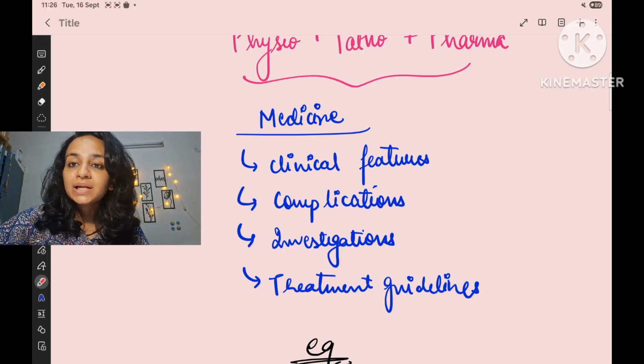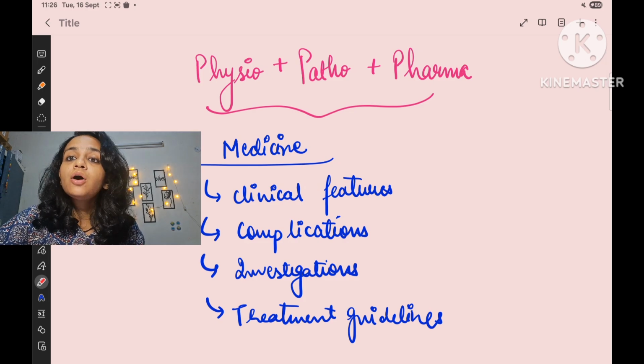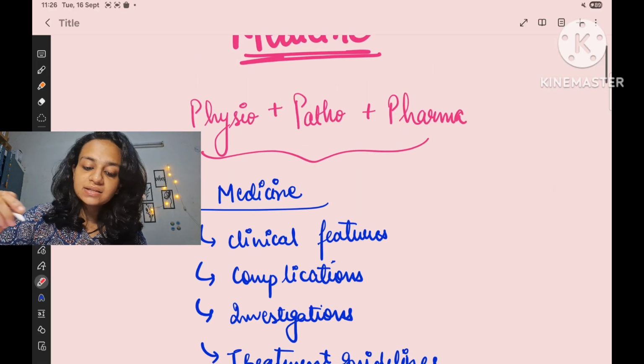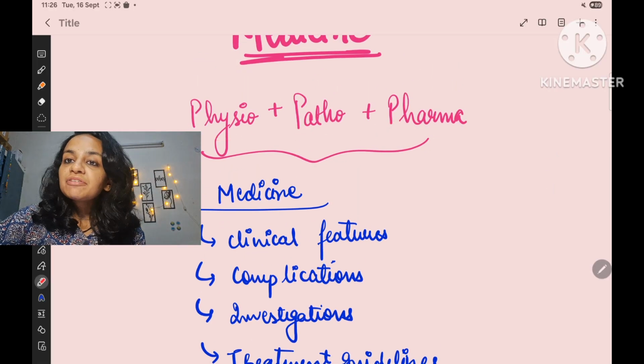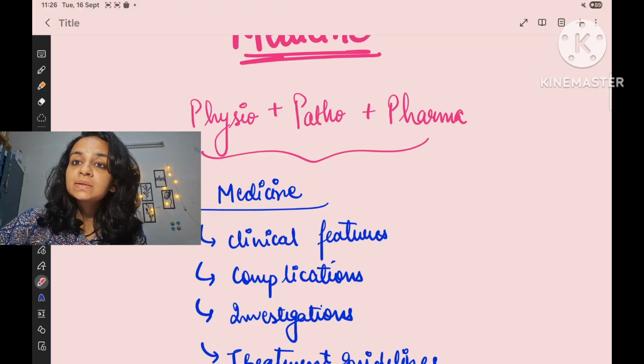First of all, try to understand what is medicine. Is medicine a subject in itself per se, or is it a combination of multiple subjects? It is a combination of multiple subjects, that is physiology, pathology and pharmacology. Never directly jump into medicine when you are preparing, because always follow a sequence of these subjects at least.